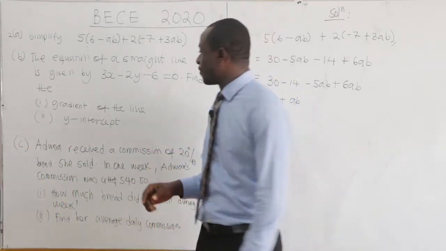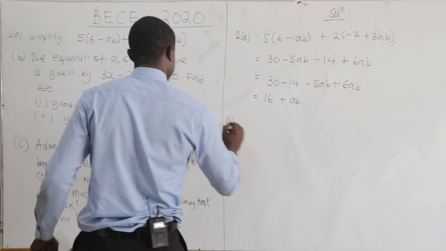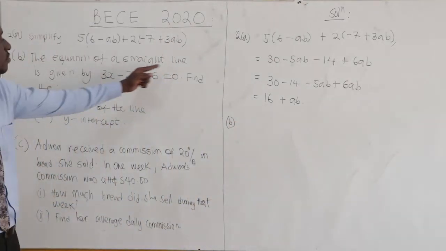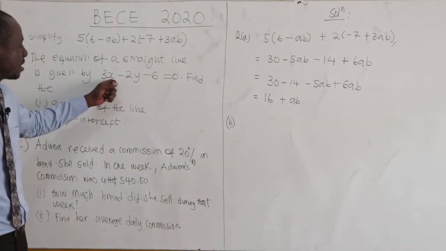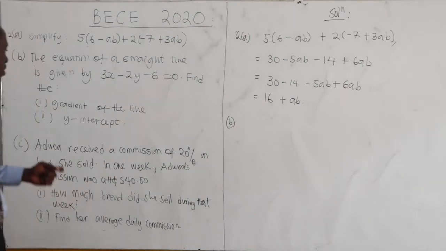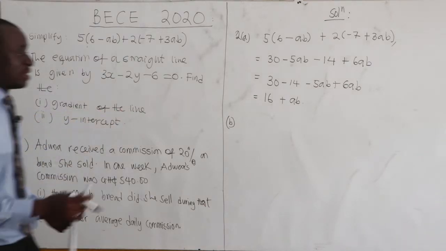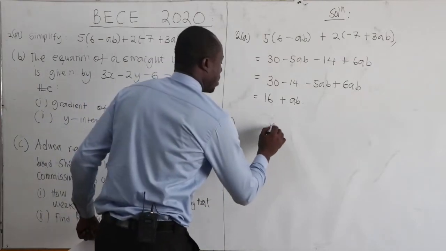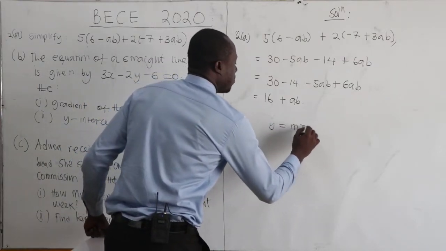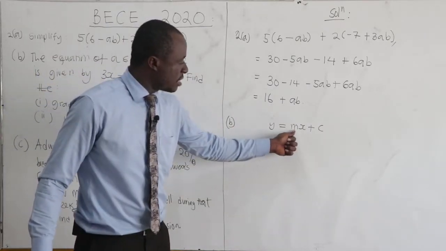Now let's continue with our next question. Let's see the B. The equation of a straight line is given by 3x minus 2y minus 6 equal to 0. The first one says you find the gradient of the line. Then the second one says you find the y-intercept. Now, the equation of a line is given by y equal to mx plus c.